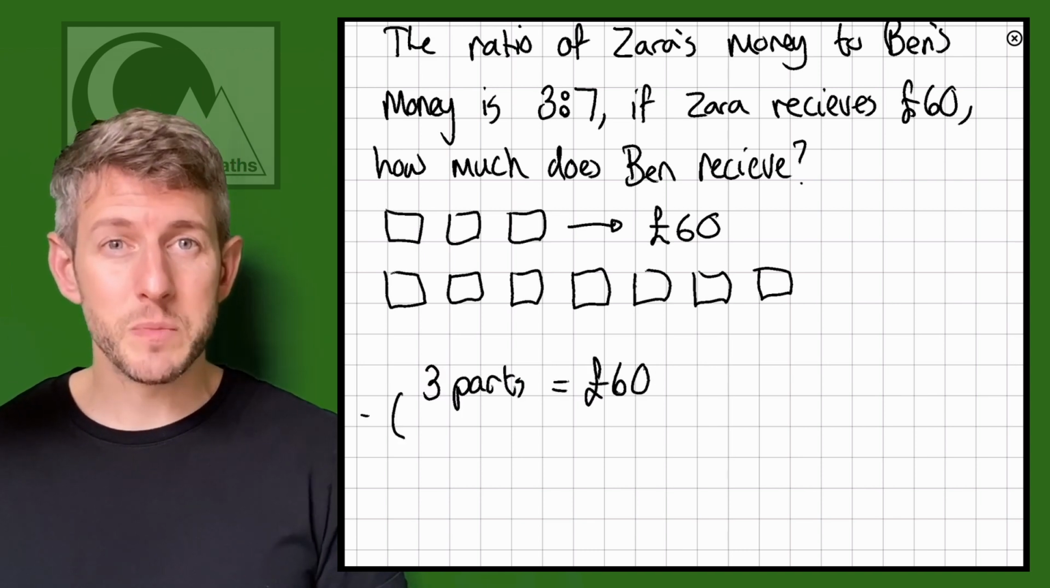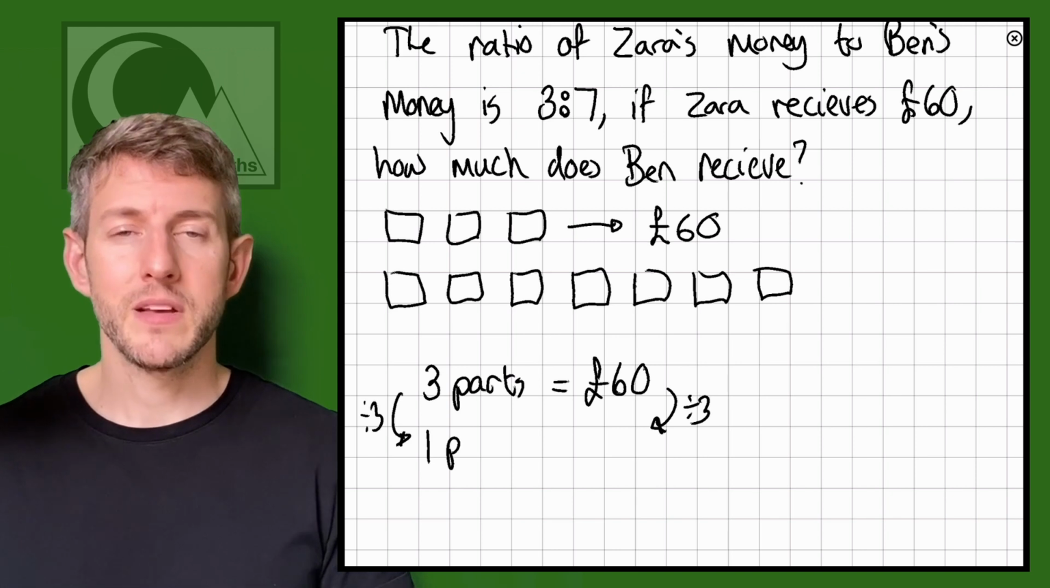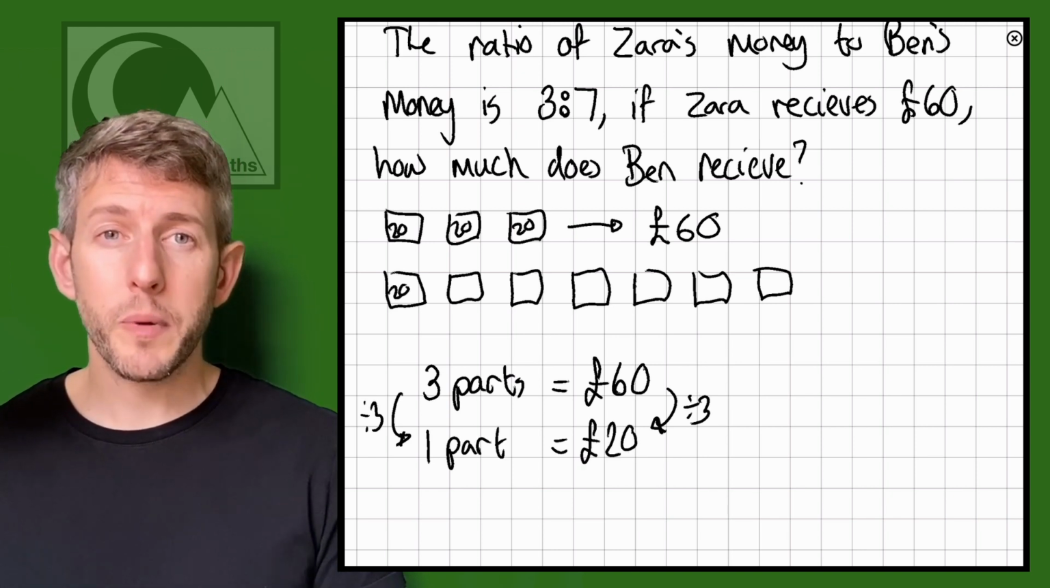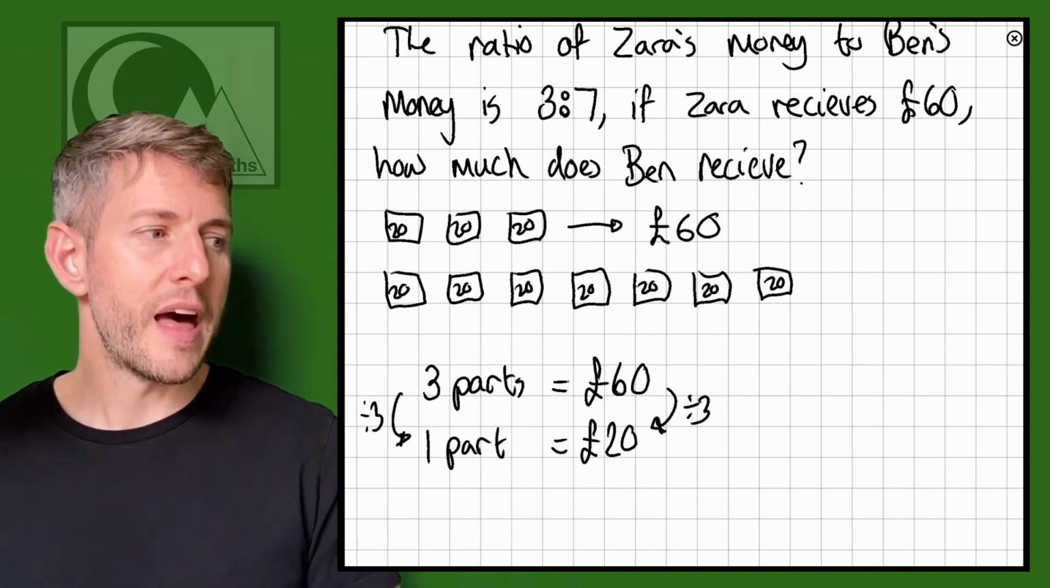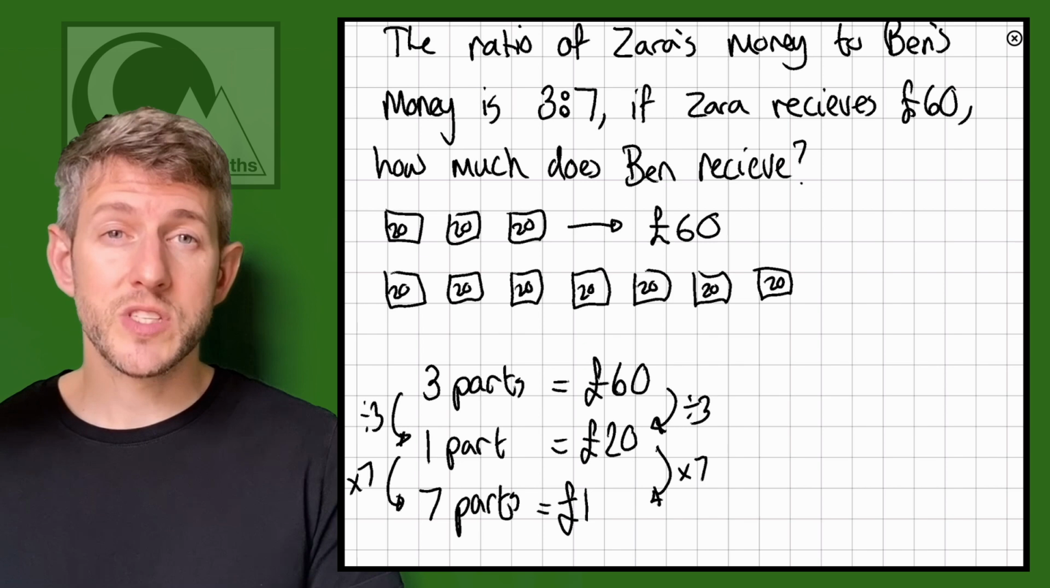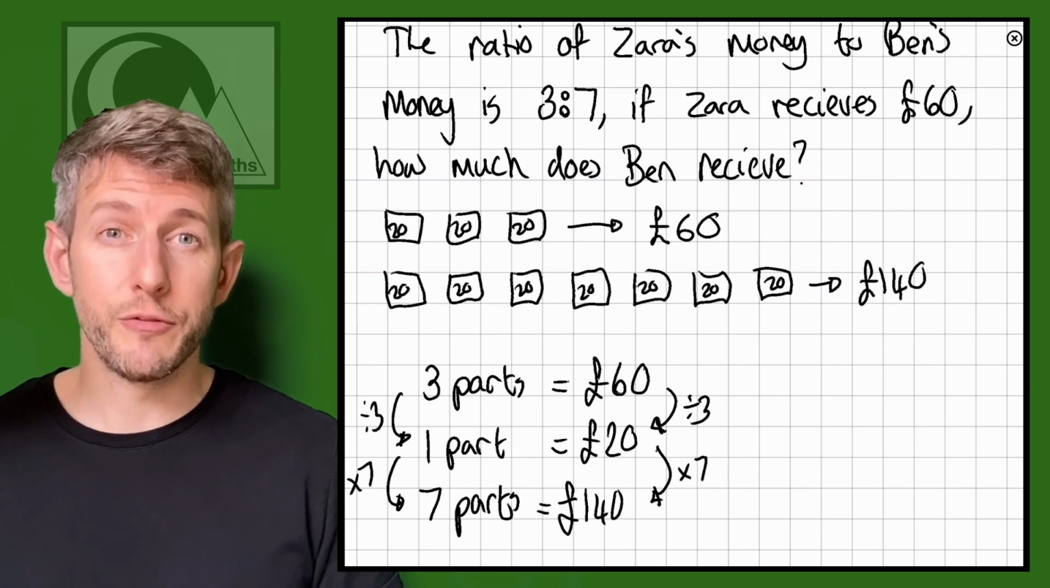Let's divide this by 3 to get 1 part. So 1 part will be £20. And now that we've got 1 part, we can work out 7 parts. If 1 part is £20, 7 parts will be £140.